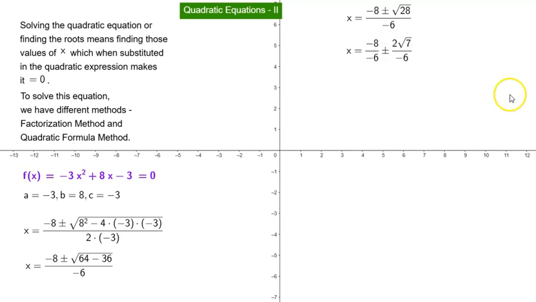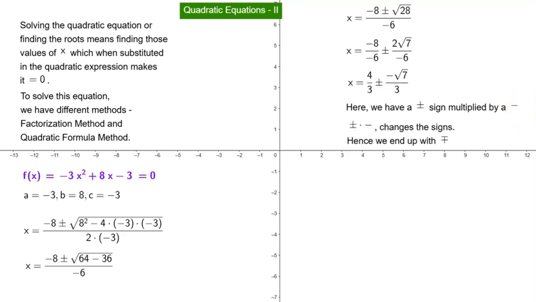Now we can split this into two fractions. Minus 8 by minus 6 plus or minus, this is 4 times 7 is 28, so square root of 4 is 2. So 2 root 7 divided by minus 6. Simplifying it, we get x equal to 4 by 3 plus or minus 2 by 6, so we have minus root 7 by 3. So here we have a plus minus sign multiplied by a minus, which means plus minus times minus changes the signs. So hence we end up with minus plus.